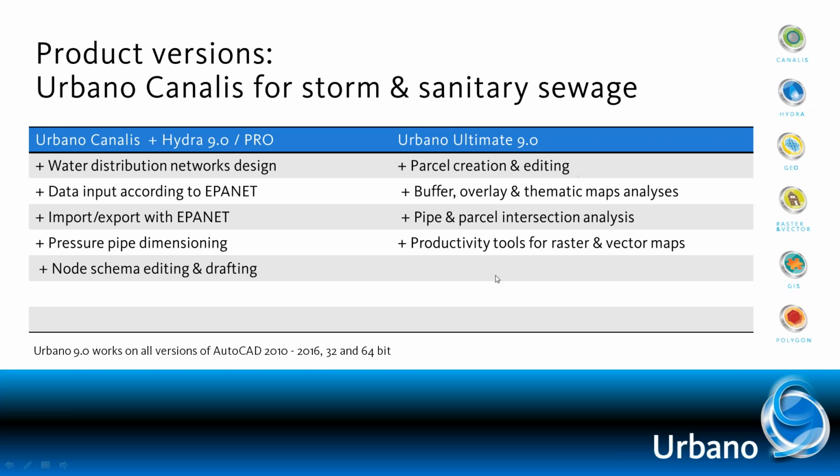And of course, there is an ultimate version where you get all of this, and of course, you also get some parcel creation and editing, buffer, thematic analysis. You can get pipe and parcel intersection analysis, which means you can actually analyze which parcels are intersected by a specific pipe network. And you also get some tools for raster and vector maps.